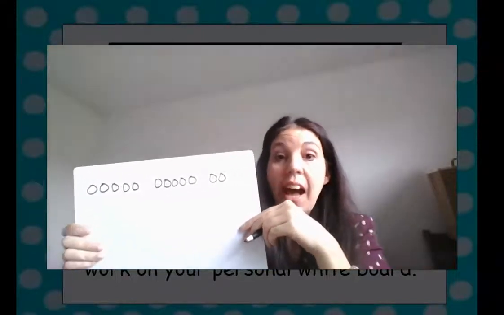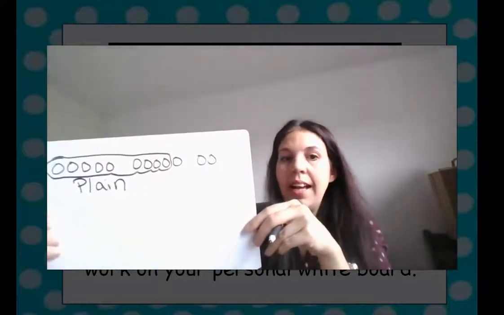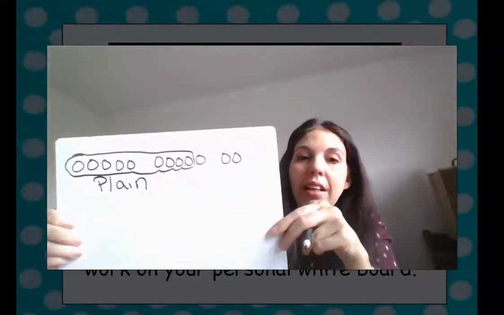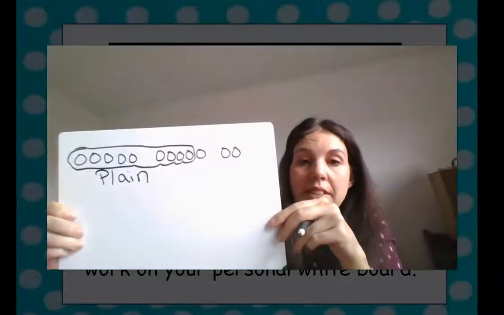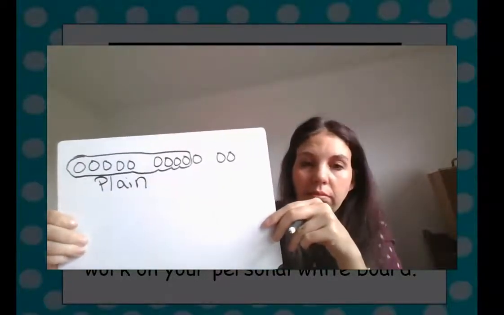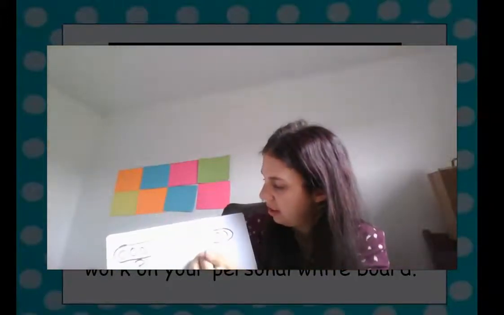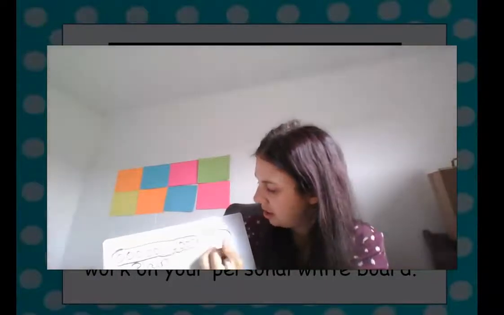Okay, and there are 9 milk bottles that are plain. So I'm going to circle a group of 9. We have 1, 2, 3, 4, 5, 6, 7, 8, 9 that are plain. 9 milk bottles are plain. The rest are chocolate. So we can circle the rest and write chocolate.